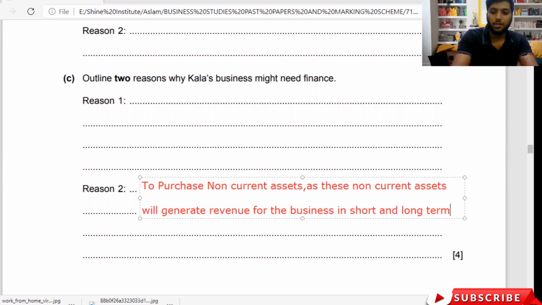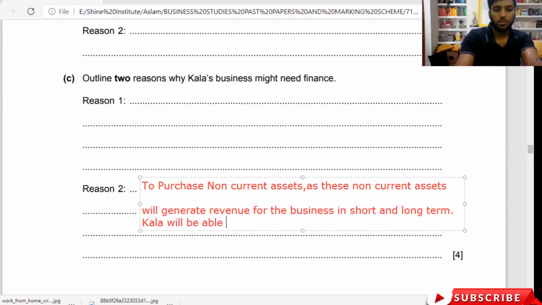And you can also say Kala. You can apply Kala's name if you want, but it's important. If you can apply, you'll get marks in exams. That's how it goes. So Kala will be able to increase her productivity. So what is productivity? You can increase the level of products you are producing. Your output also will increase if you have another asset.